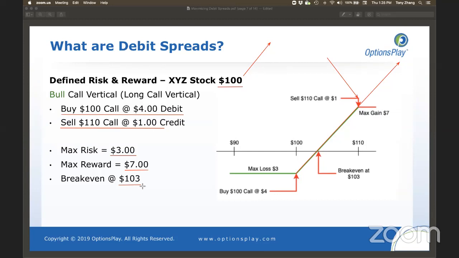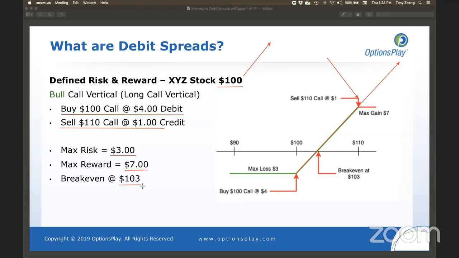So now with this strategy, not only do I get a smaller amount of risk and a higher amount of leverage, but also the stock doesn't need to move as far in order for this strategy to be profitable. So if the stock only moves from 100 to 103, I'm at least not losing money. I'm just breaking even in this particular case.